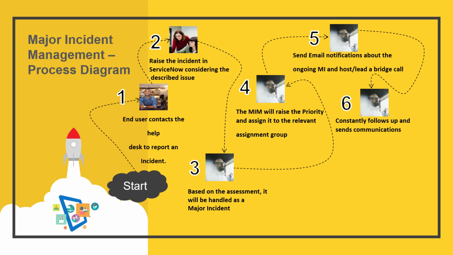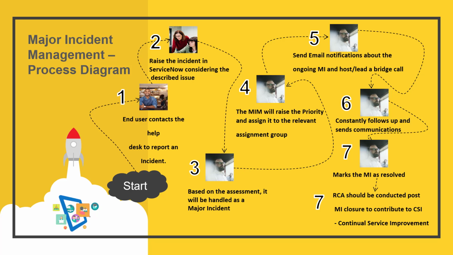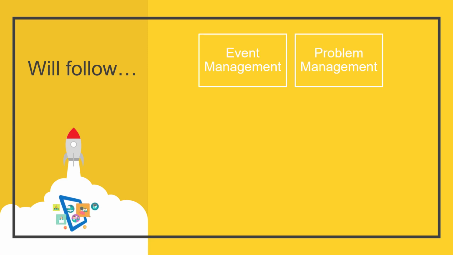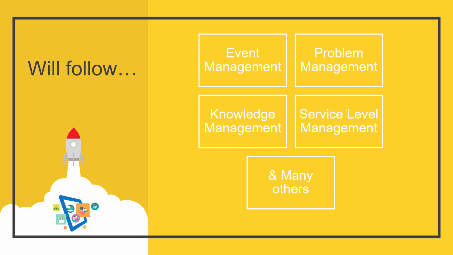Now, once all of this is done and the major incident has been addressed, the major incident manager will mark it as resolved, and to prevent similar situations from happening, he will report it to the problem manager so that he can conduct a root cause analysis. If you don't know what this is, don't worry, because throughout this clip I have already mentioned different terms like event management, problem management, knowledge management or service level management. It's a lot to digest, I know, and I promise that we will get to talk about all of these, but in separate clips.